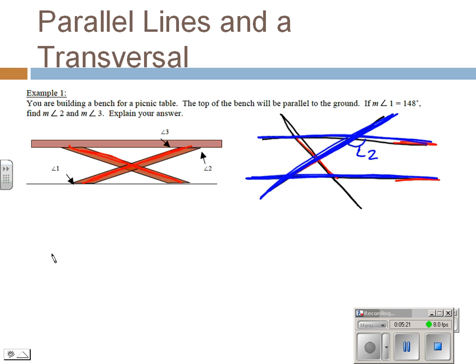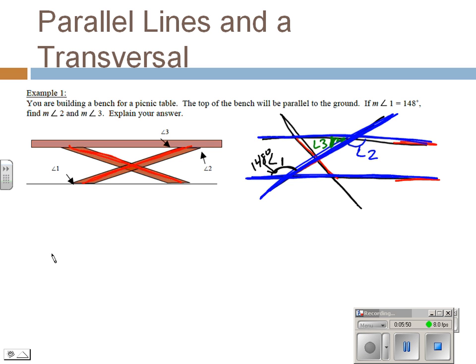This was L2. This is L3. And then over here, this piece is L1. And let me reread what we're supposed to do. If the measure of angle 1 is 148 degrees, so let's write that in. This is 148 degrees. So if that is 148 degrees, find the measure of angle 2 and the measure of angle 3.